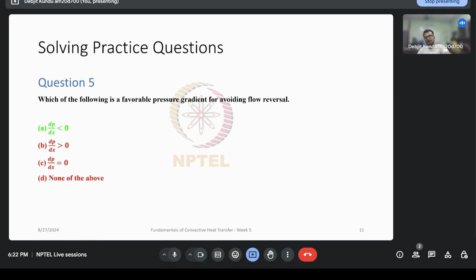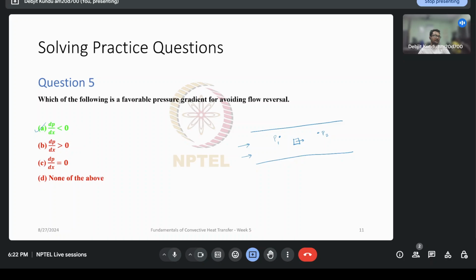Let's take a look at the solution. It's actually option A, dp/dx less than 0. And that is because, once again, I have a flow scenario like this, where there is a flow going on from left to right, and if the pressure gradient is less than 0, then if I take a fluid parcel like this, which is moving this way, it is actually moving from a region of higher pressure to lower pressure.